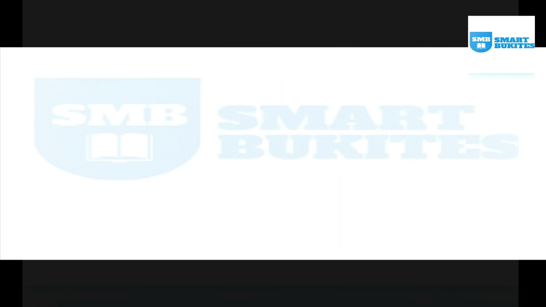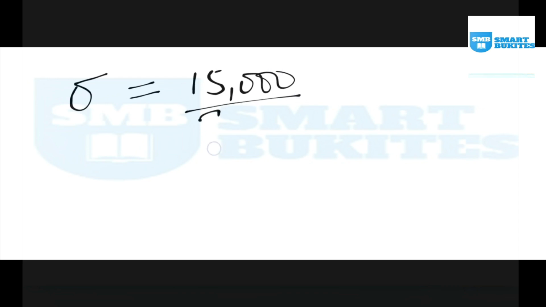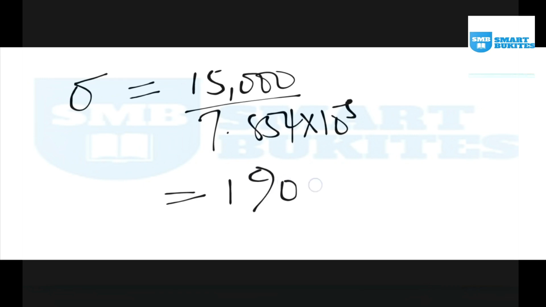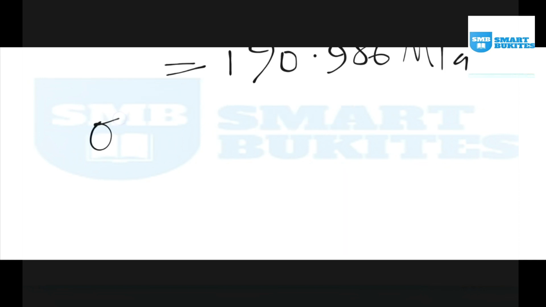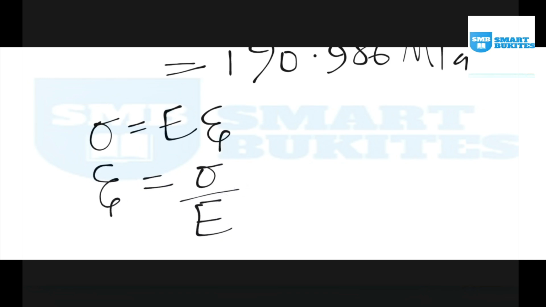We are given the force of 15,000 Newton, therefore the stress is now going to be equal to 15,000 divided by the area, which is 7.854 times 10 to the power of negative 5. Calculating this correctly, you'll see that it's going to be 190.986 times 10 to the power of 6, which is megapascal. Having this, I know that stress is equal to the Young modulus times the strain. Therefore, the strain can now be the stress over the Young modulus, which I all have.